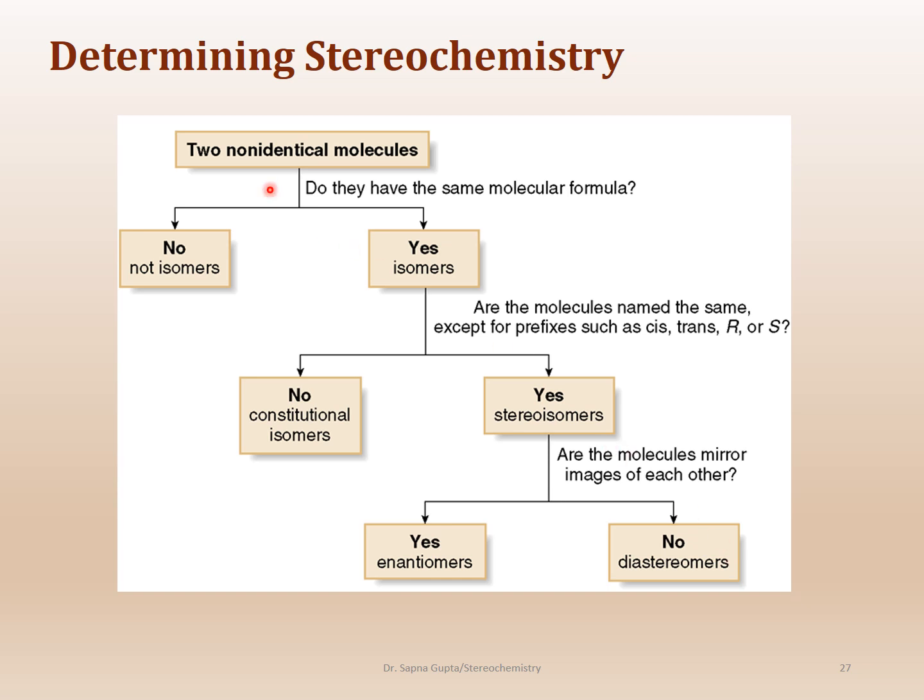And here's another little chart to see if your compounds are stereoisomers or not. If you have two molecules that are not the same, do they have the same molecular formula? If they don't have the same molecular formula, they're not even isomers. If they have the same molecular formula, great. Do they have the same kind of structures or not? If not, they're constitutional isomers. If yes, they have the same structure, then they're stereoisomers. Then you have to see if they are cis or trans or R or S. And then if the molecules are mirror images, no, then diastereomers. If yes, then they are enantiomers.